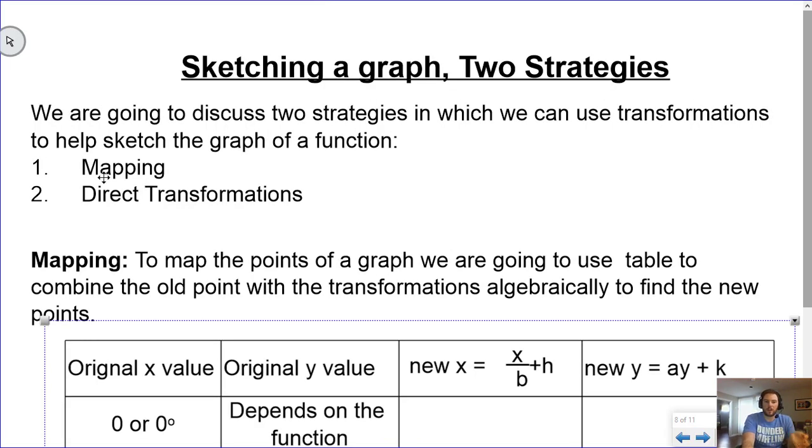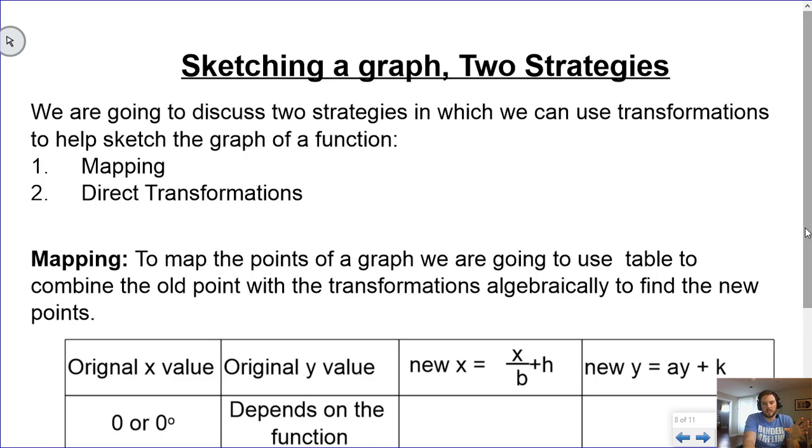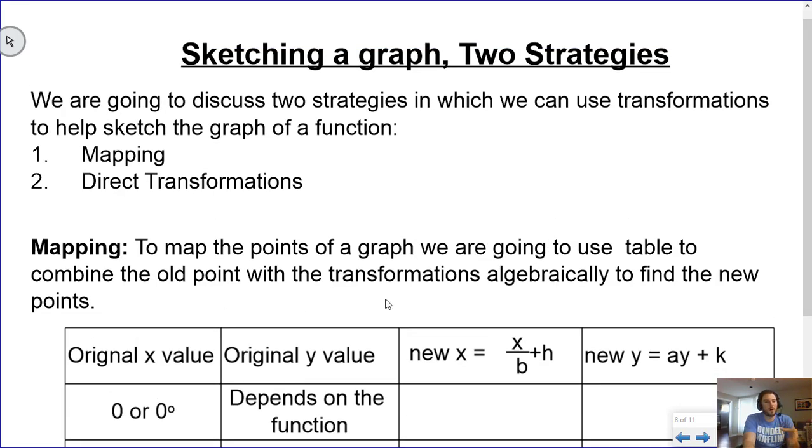So let's take a look at how we can graph these things. When I go to graph these things, I think of there being two strategies. The two strategies that I like to think about are number one, mapping, and number two, just knowing how your transformations are going to affect the graph. I know it's kind of like, well, that's not really a strategy, but once you get comfortable with these transformations and you start using them a lot, you're not going to need the mapping idea quite as much.